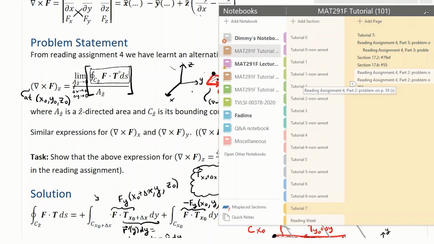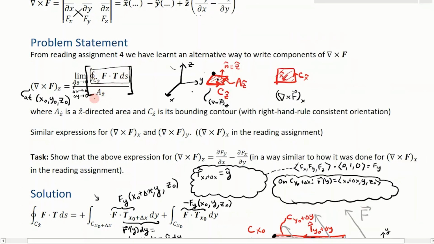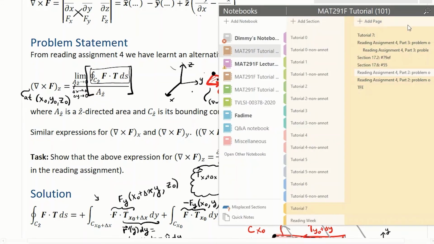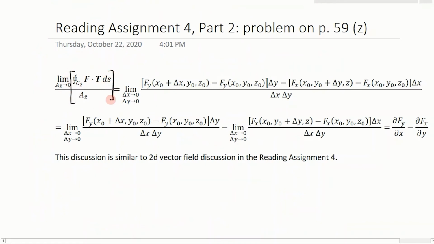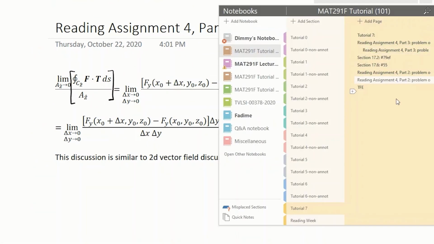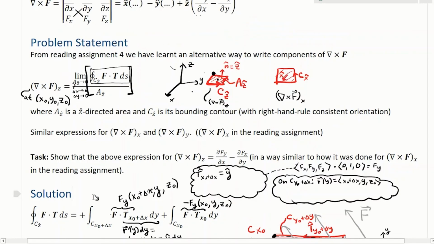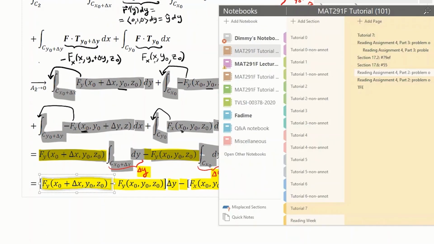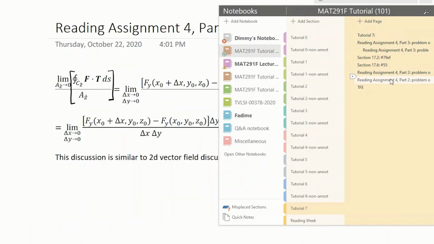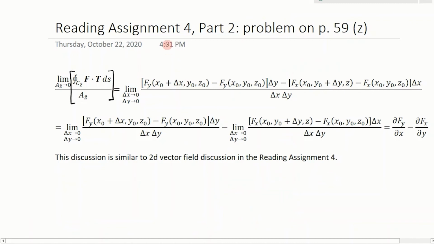So we have the contour integral divided by the area of this surface. And we need to take a limit as delta x and delta y approach 0. Here, like this as well. Here, I copied over what I got on the previous page. This is just that. And then I divided by delta x and delta y, which is the area.